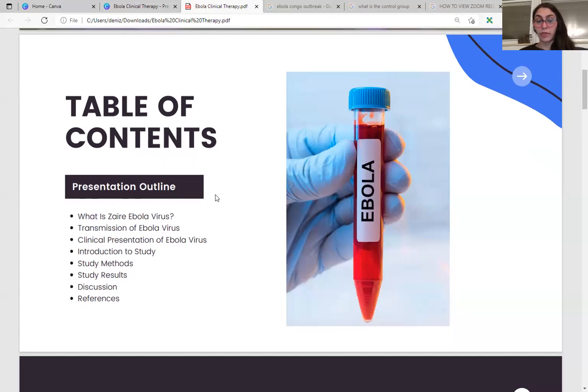We're going to go into what the virus is, transmission of it, clinical presentation, a little bit of background information, and then we're going to go into the study itself: methods, results, discussion, the usual.